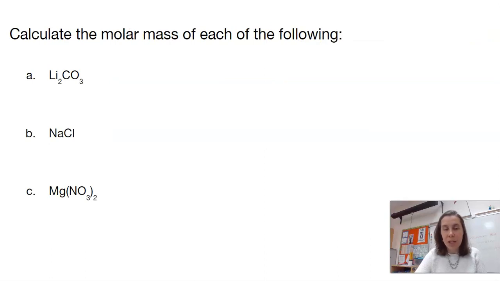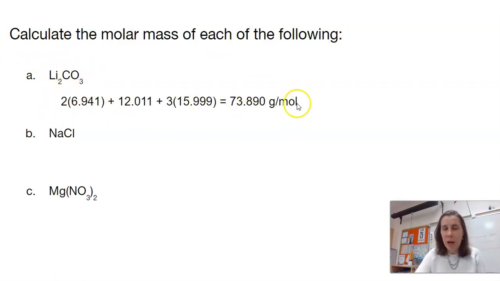All right, so here's just a couple more examples. Again, I would suggest that you stop the video, try to do them yourself, and then play and make sure that you got them correct. All right, so 2 lithiums and a carbon and 3 oxygens will look like that. And we'll get a molar mass of 73.890 grams per mole. Remember to carry all of the digits that you get from the calculation. Right? For sodium chloride, that's 1 sodium and 1 chlorine, so you'll get 58.443.